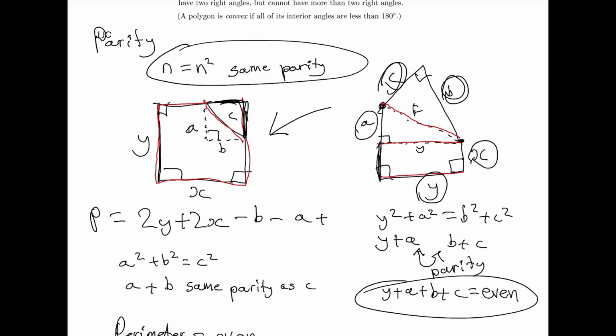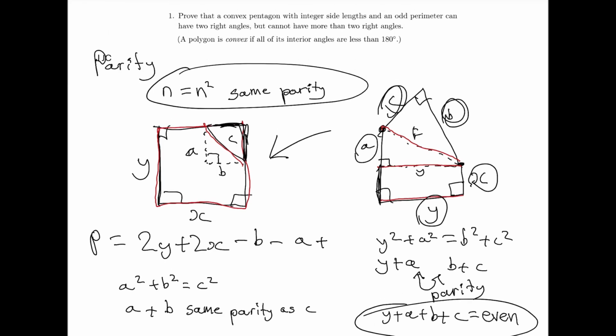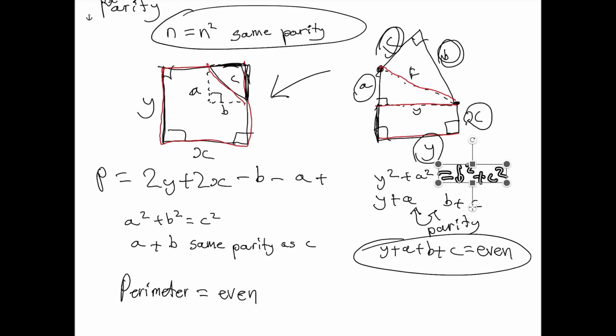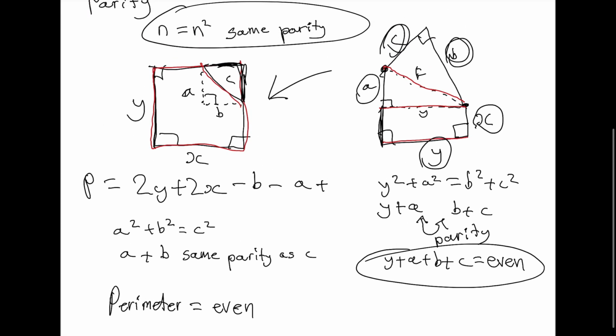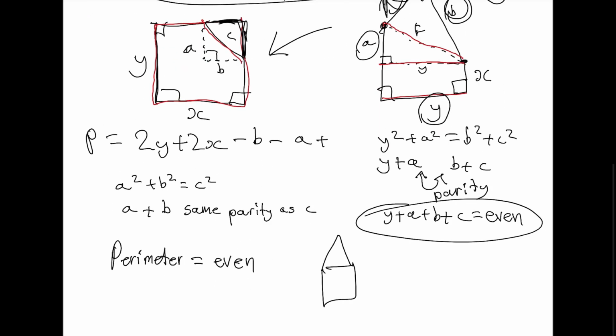If a pentagon has 5 right angles, it can't be a pentagon. 4 right angles, it can't be a pentagon. 3 right angles, the perimeter would be even. But 2 right angles, we can have an odd perimeter pentagon. A really nice question dealing with parities.